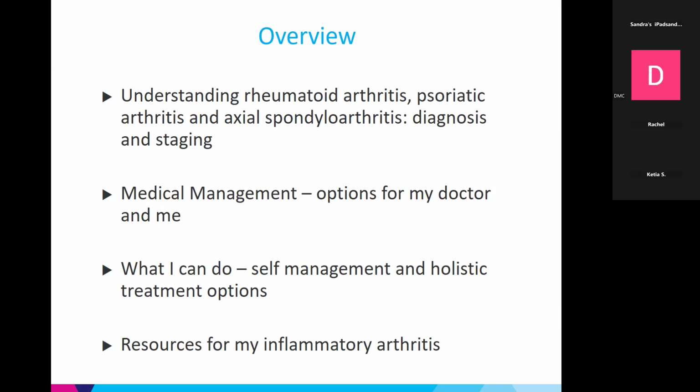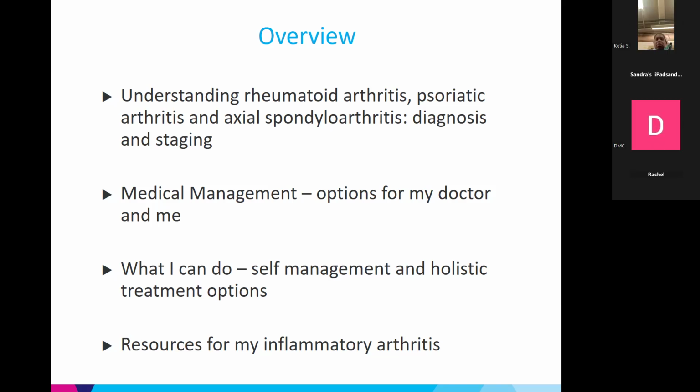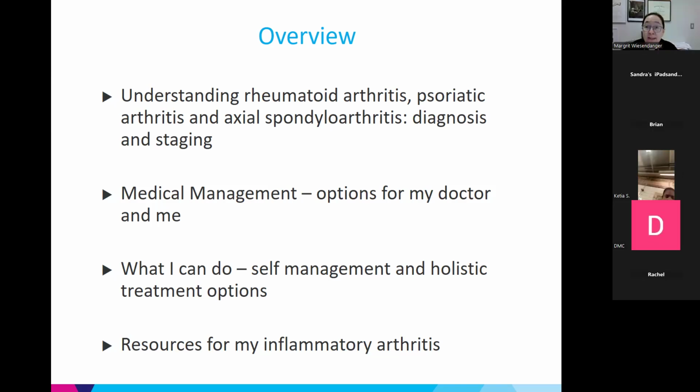Then I'll talk briefly about the main medical ways that we handle these conditions, because they're chronic and they do require some tweaking of the medicines to achieve optimal results. This came up in the questionnaire, so I'd like to talk about what individual patients could do to improve their life and their outcome. And finally, I'll end with some resources.